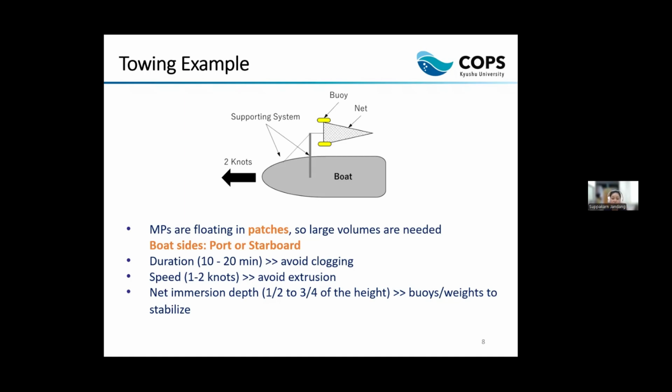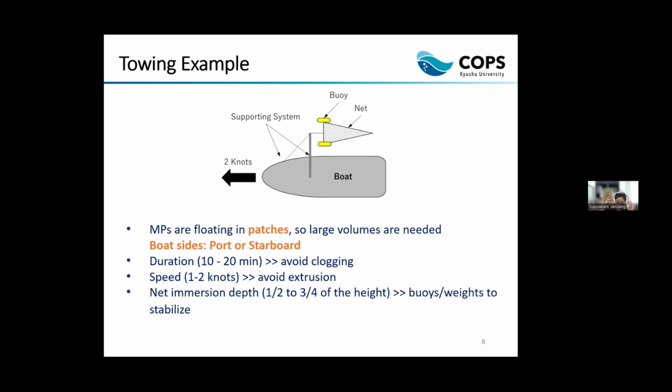And then for the duration of towing the net, we suggest using like 10 or 20 minutes to avoid the clogging. When you use a small mesh size of the net, it's very easy to clog, especially if you are interested in conducting your research in the coastal area. For the speed of the boat, we recommend just 1 or 2 knots, just to avoid extrusion. If you go very fast, everything gets mixed up, and then it's very difficult to deal with, actually.